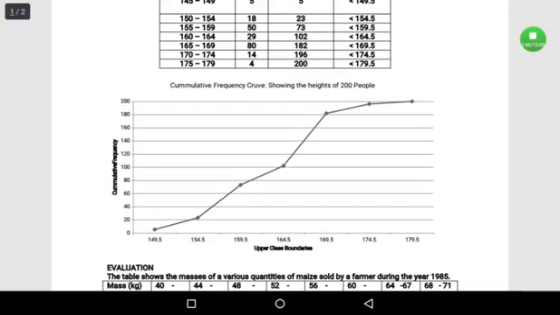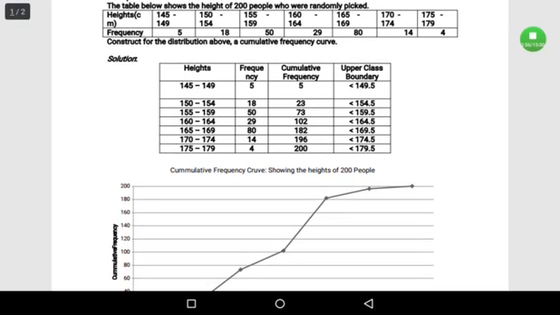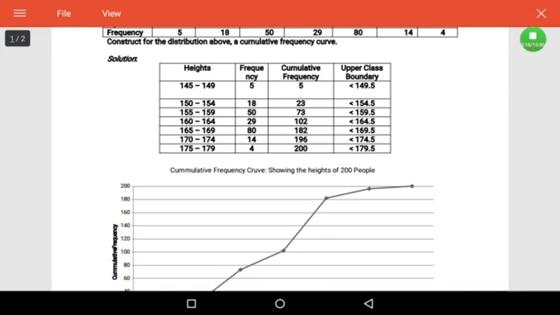Now let's talk about the cumulative frequency curve. How then do we plot it? Again, I said the cumulative frequency curve is a plot of what? Cumulative frequency against the upper class boundary. Now you have to arrange the upper class boundary here. Don't forget that getting the class boundary has to be done with the class interval by subtracting 0.5 from the lower class limit and adding 0.5 to the upper class limit.